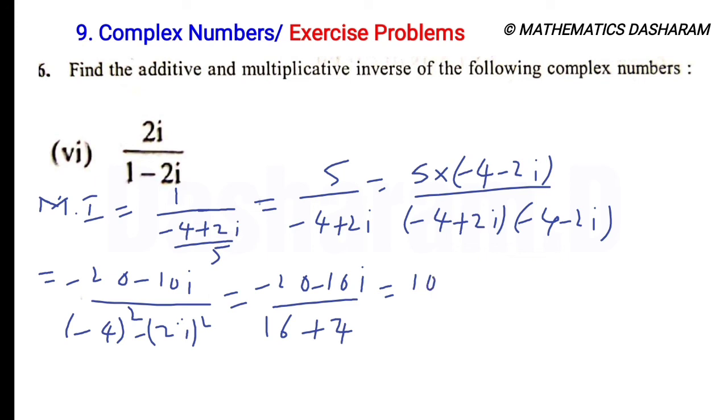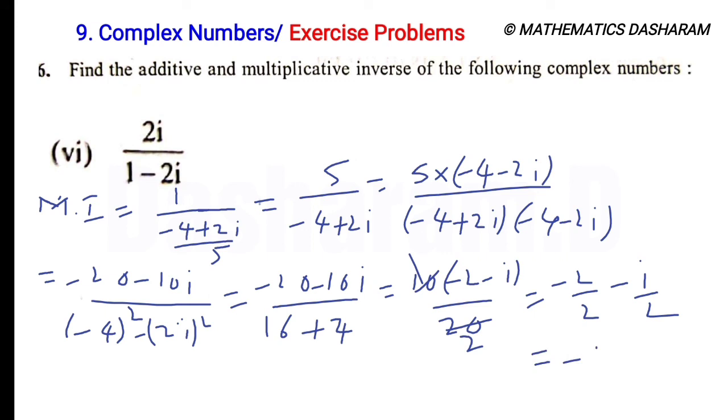So take minus 10 common, so minus 10(2 plus i) divided by 16 plus 4, that is 20. So 10 ones are 10, 10 twos are 20. So it equals minus 2 by 2 minus i by 2. So the answer is minus 1 minus 1 by 2 into i.